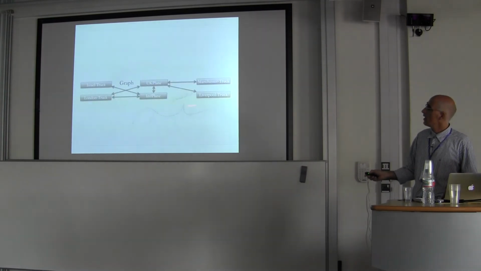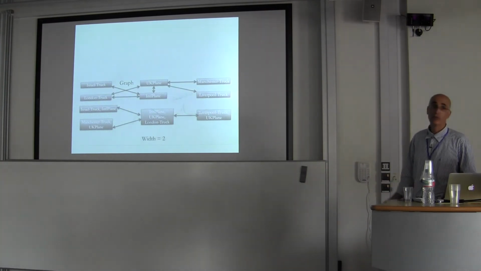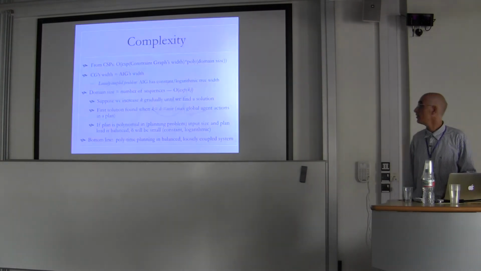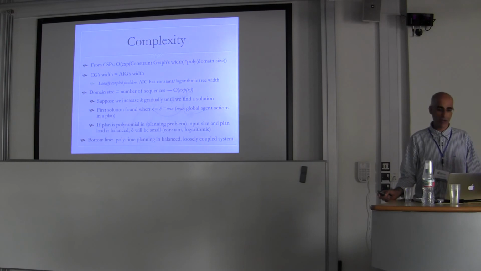Here's the other graph. Here's the geometry for this graph. You see the largest node is this one, which has 3 variables in it. So the width of this graph is 2. Okay, so I hope you understand this concept of tree width. So now we can analyze the complexity of the algorithm that I've shown you.